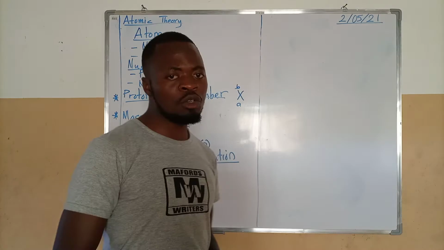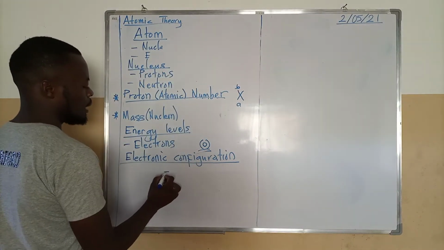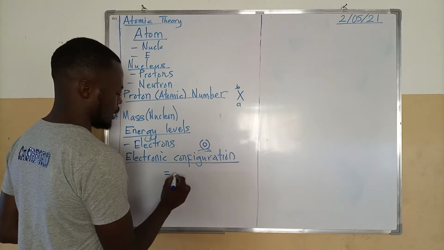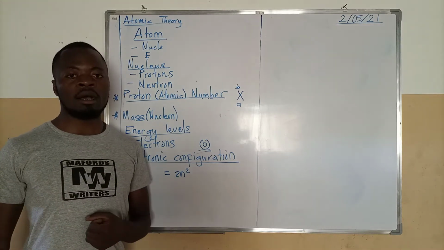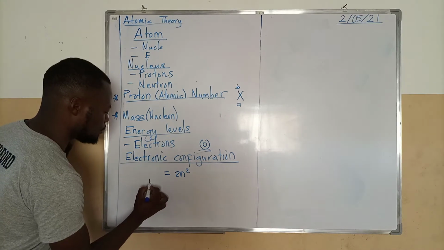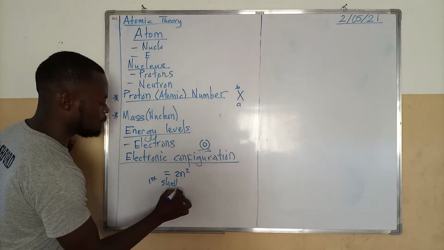There are certain rules we have to follow, but first we need to know that the number of electrons in a particular shell is given by 2n², where n is the shell number. So we're saying in the first shell, our n value will be equal to 1.